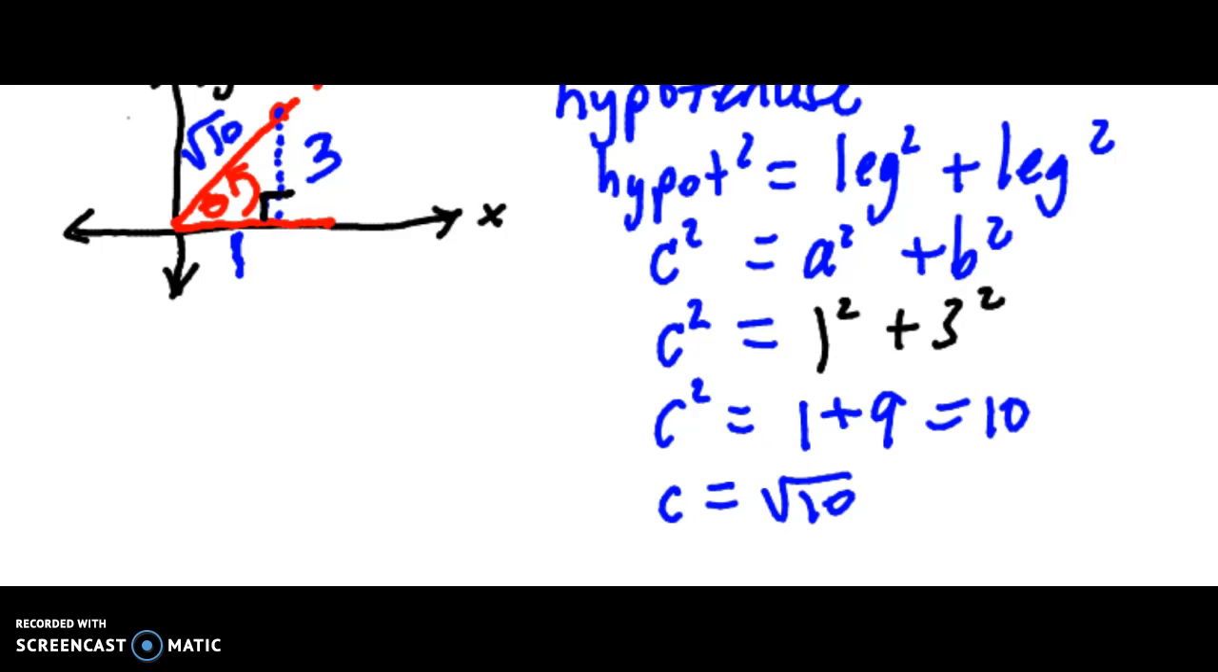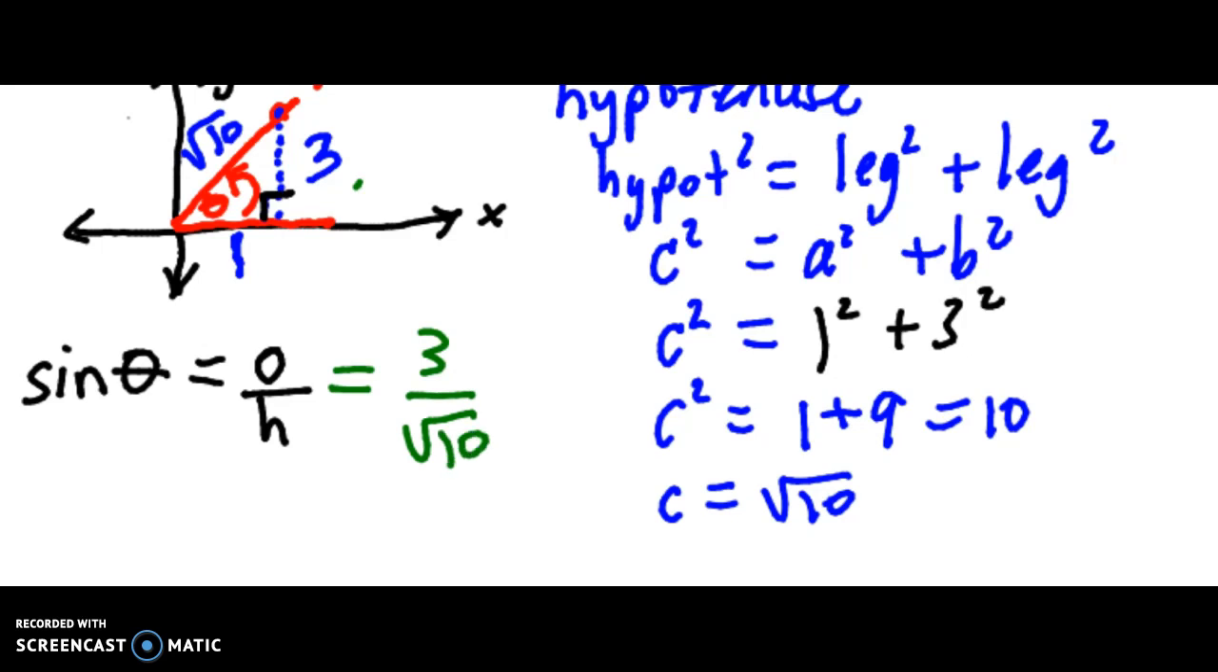We'll start with sine. Remember, the sine of theta would be Oscar Hat, or opposite over hypotenuse. So here's theta. The side that is opposite it, that cannot touch it, would be the side that has a length of 3, and the hypotenuse is the square root of 10. So the sine of theta equals 3 divided by the square root of 10.